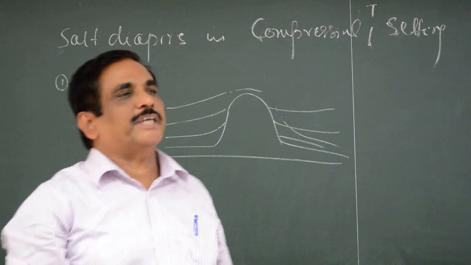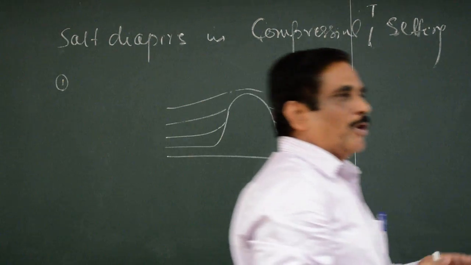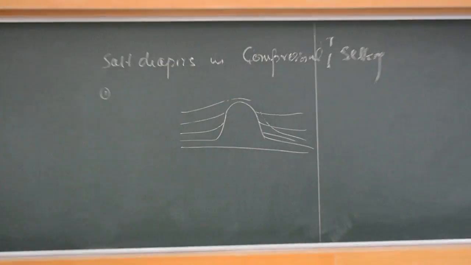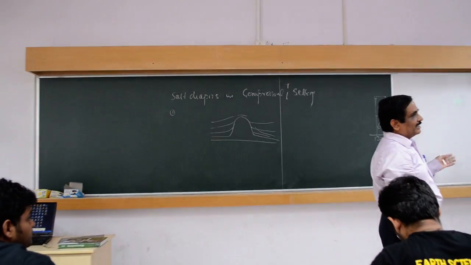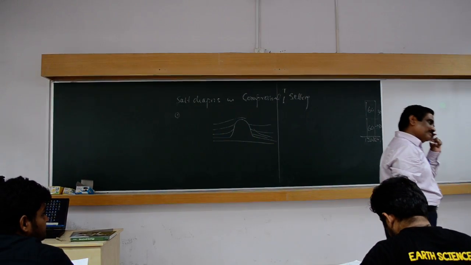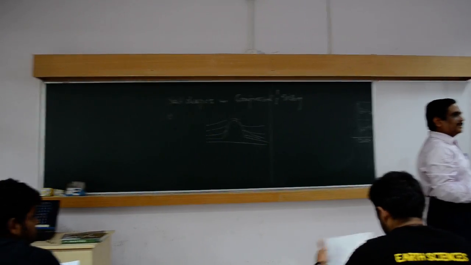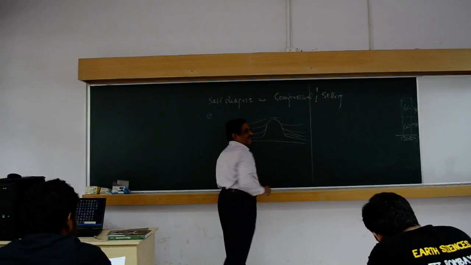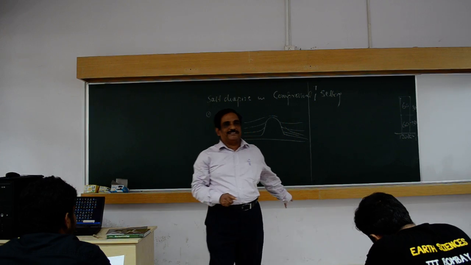So this diapir was there. A compressional setting cannot generate a diapir. It will only accentuate or reallocate. It cannot generate. But in an opening setting, or the extensional setting, a diapir develops. So this is during the extensional setting. This has become like this.